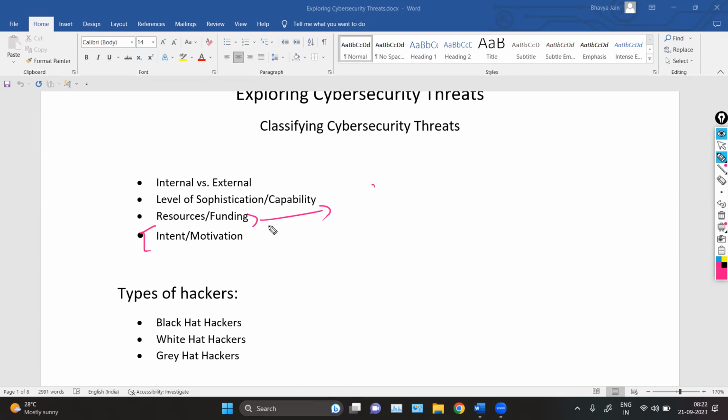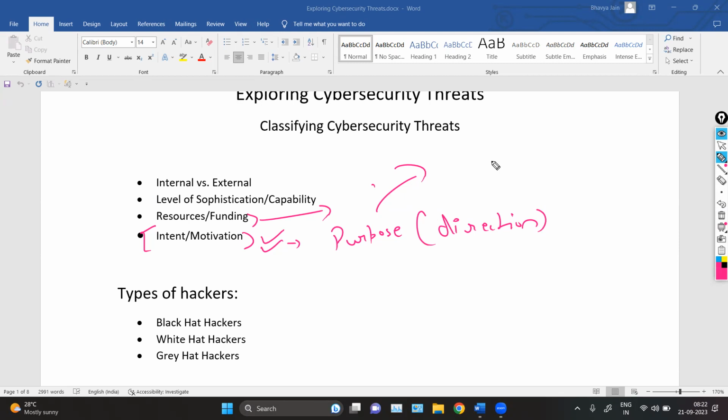Then we have intent and motivation. Now, this is very important: what is the motivation behind it? There is always a motivation, or a purpose, behind any attack, because the purpose will give you the direction of hacking. It can be any purpose. It can be a monetary value, a financial purpose, for example hacking for money. It can be reputational damage.